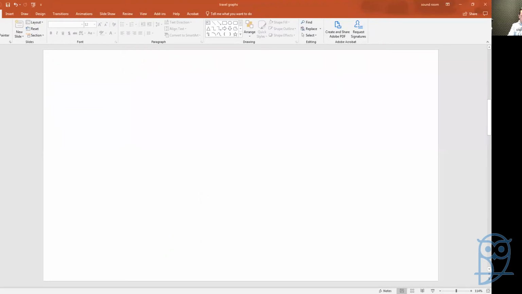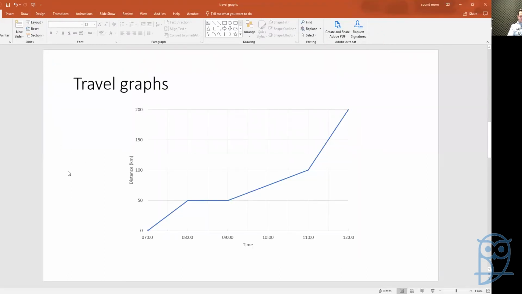So let's have a look at this graph. This graph is a distance time graph. Now, how did I know that it was a distance time graph? Well, because it told me. No great shakes there. All right, distance on my vertical axis, time on my horizontal axis.